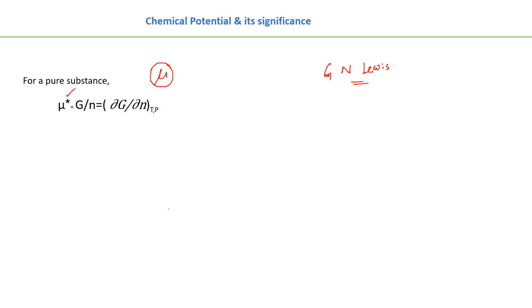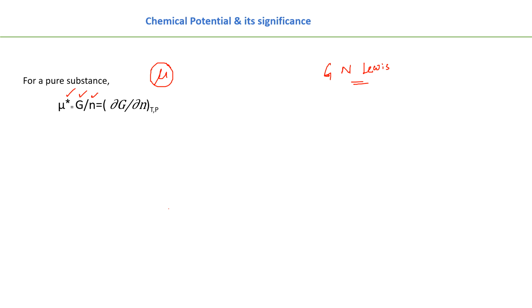And this mu star is used for pure substance. G is the Gibbs free energy, N is the number of moles, so G by N is the molar Gibbs free energy.